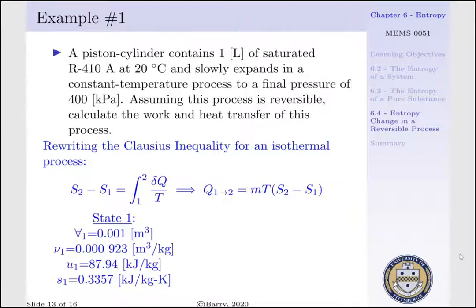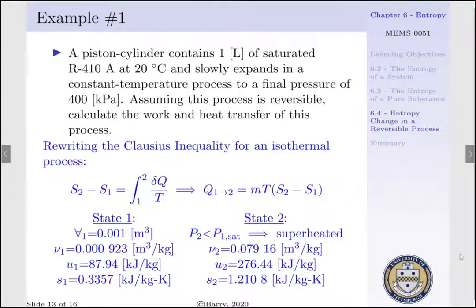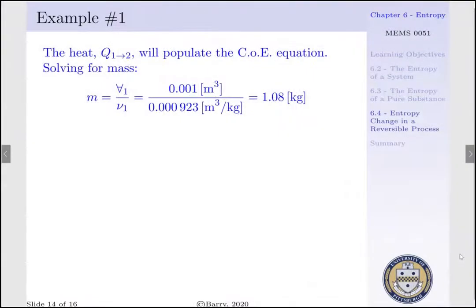Now we proceed to state 2 in an isothermal process. That is, our pressure at state 2 is less than that at state 1, and therefore we are superheated. Our specific volume is found to be 0.07916 meters cubed per kg. Our specific internal energy is found to be 276.44 kilojoule per kg, and our specific entropy is 1.2108 kilojoule per kg. Our heat input, Q, going from state 1 to state 2, will populate our conservation of energy equation.